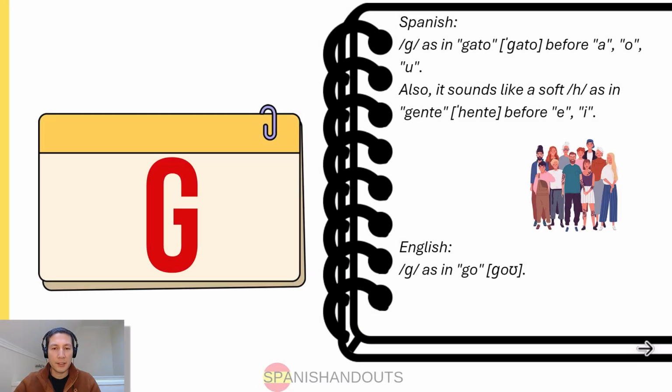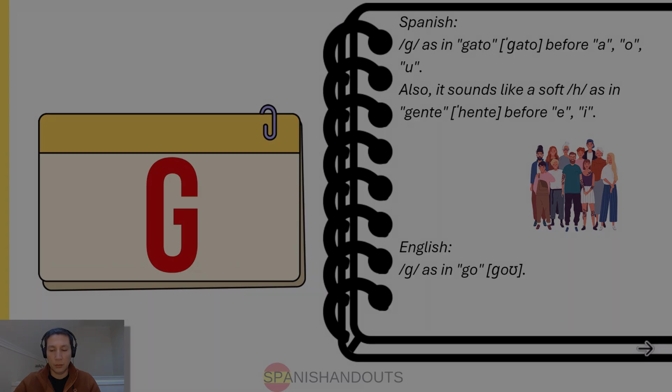Then we have the letter G. In Spanish, we pronounce it like G, as in gato, before A, O, and U. Also, it sounds like a soft H, as in gente, before the letter E and I. In English, you have the same pronunciation as in go.